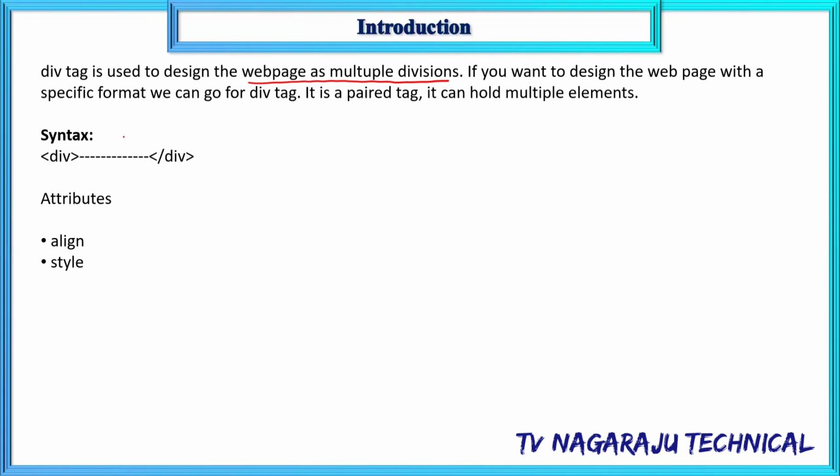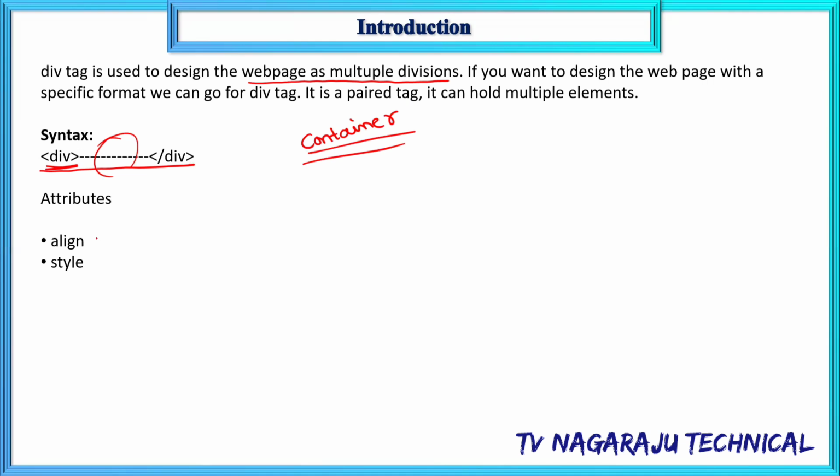So this div is a pair tag, and it is also called a container tag. What is the meaning of container tags? Within this tag, you can place multiple tags. Suppose the table is a container; within that, you are placing TD or TH like this.